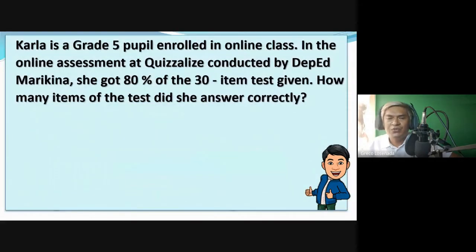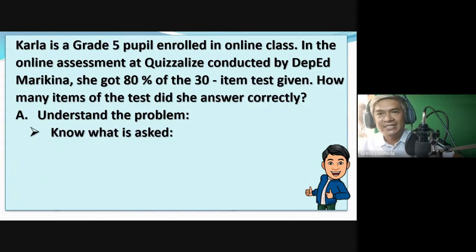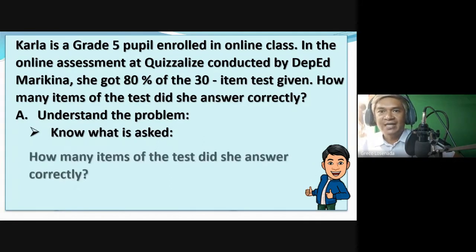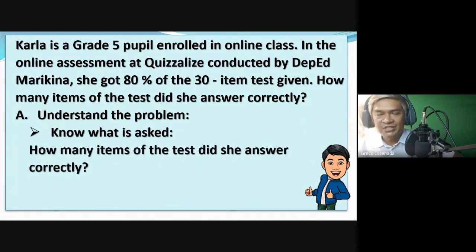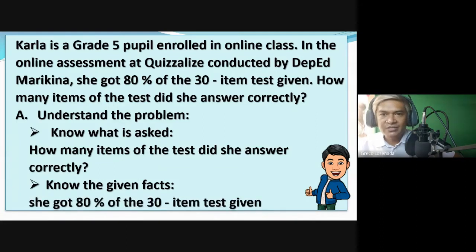Let's go back to our routine problem. First thing to do is to understand this problem. We have to know what is asked. So here, how many items of the test she answered correctly? What are given in the problem? Of course, she got 80% of the 30-item test.